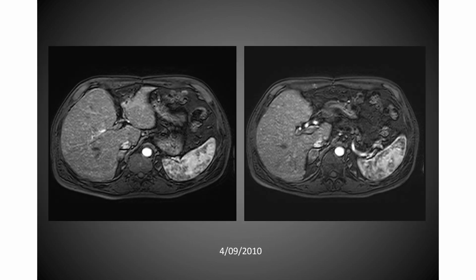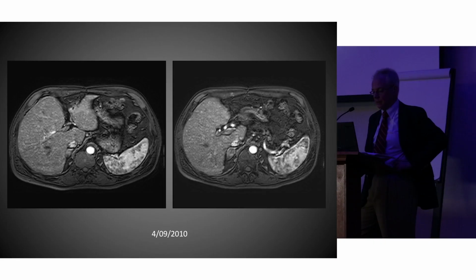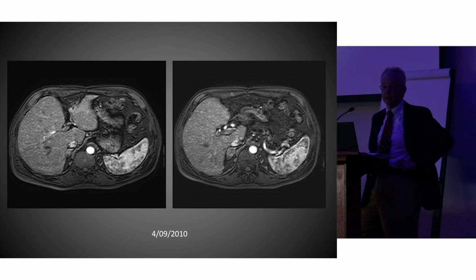But when you look at an MRI from back in April, just look at all these little white dots in the liver. All these little white dots there and there are metastases, and you never began to see them on a CT scan.